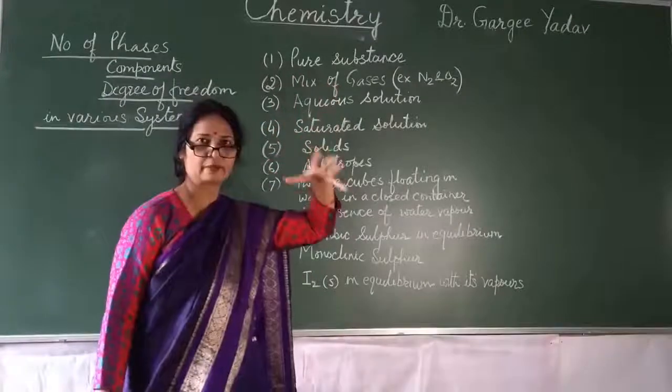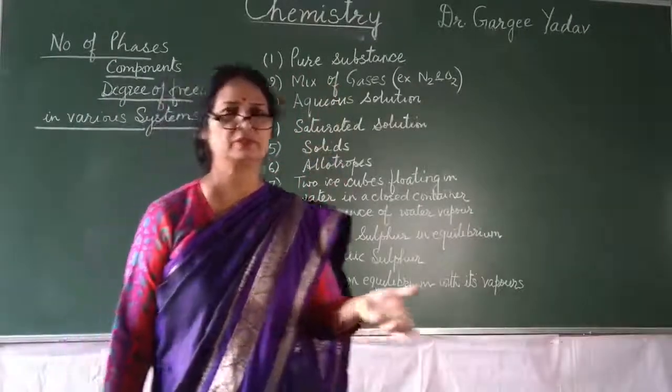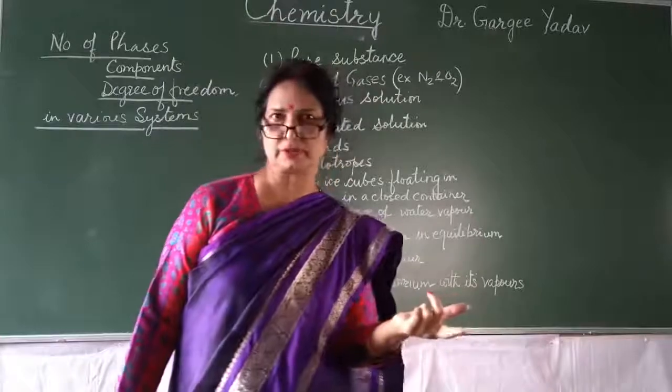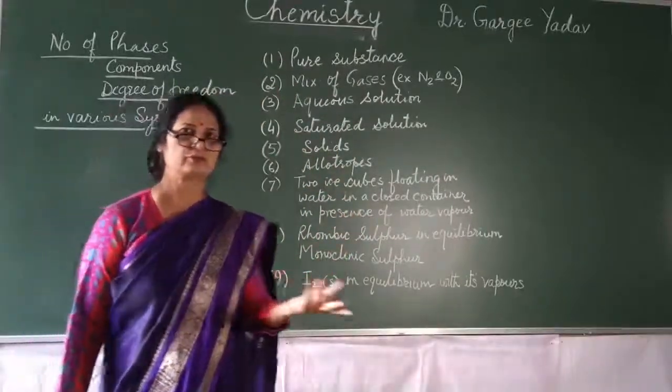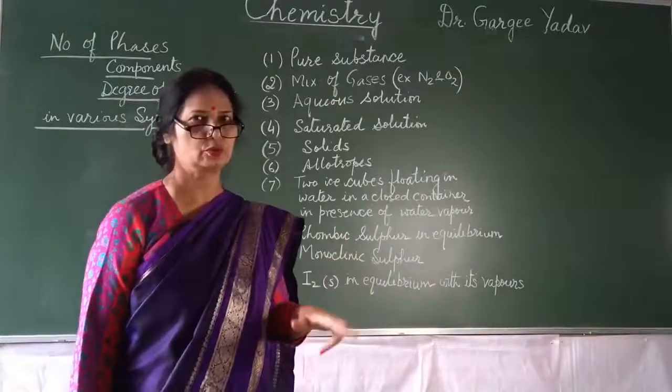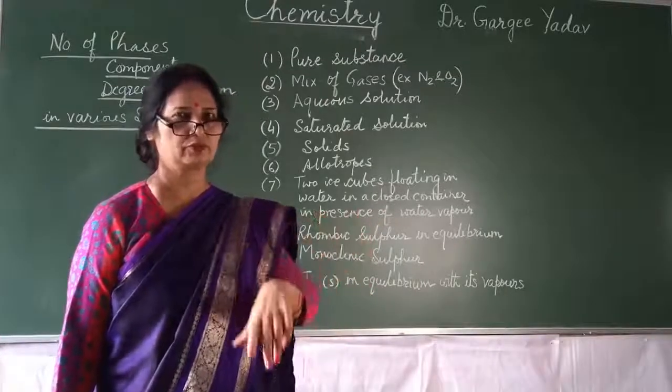So if we are having a pure substance, then it's very simple. It will be a one phase system and a one component system. And if we calculate the degree of freedom, that will come out to be F is equal to C minus P plus 2, and 1 and 1, that will come out to be 2.